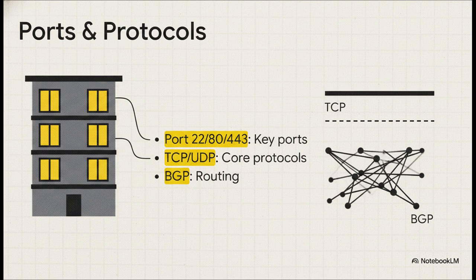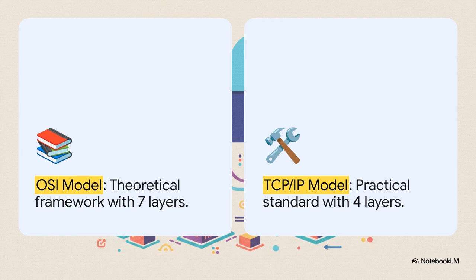Oh, and don't forget BGP, that's the critical routing protocol calling the shots on the best paths across massive cloud networks. To really visualize how all this connects, we use networking models. You've probably seen the OSI model. It's that highly theoretical framework with 7 distinct layers, going from physical cables all the way up to the application layer in your browser. But in the real world, the internet actually runs on the TCP/IP model, which simplifies everything down to just 4 practical layers.